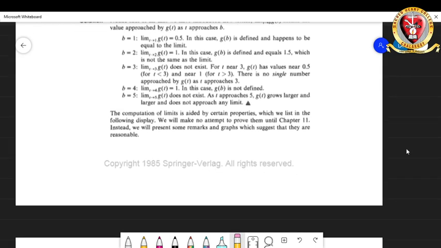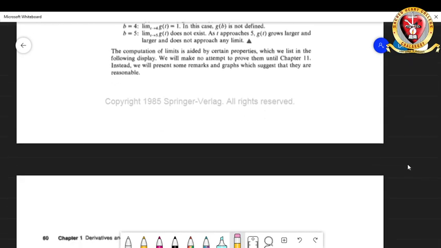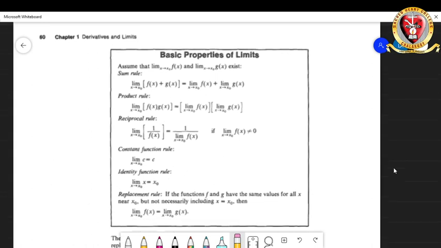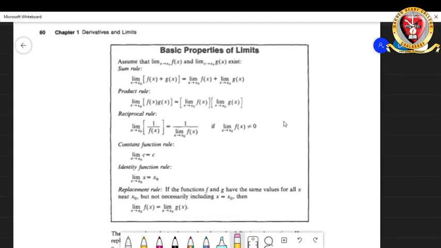So we are going to move to some of the important basic properties of limits, which you might have already encountered while studying limits. We just give a recap. The first one is, of course, we are assuming that limit x tends to x naught f of x and limit x tends to x naught g of x are both existing. Then the sum rule says that limit x tends to x naught f of x plus g of x is equal to limit x tends to x naught f of x plus limit x tends to x naught g of x. That means we can split and sum the limits.